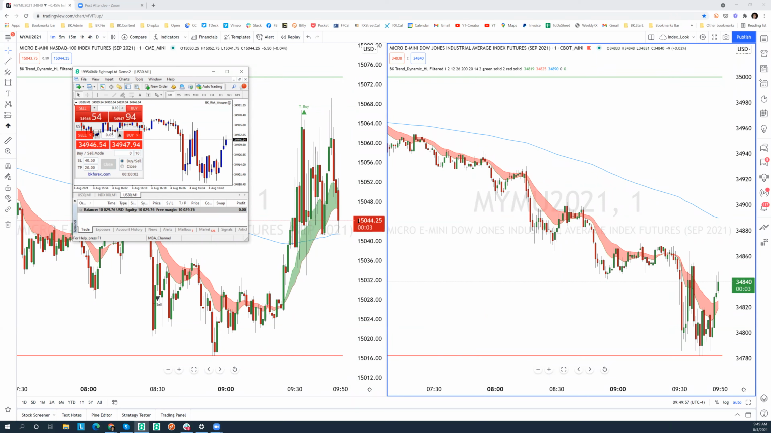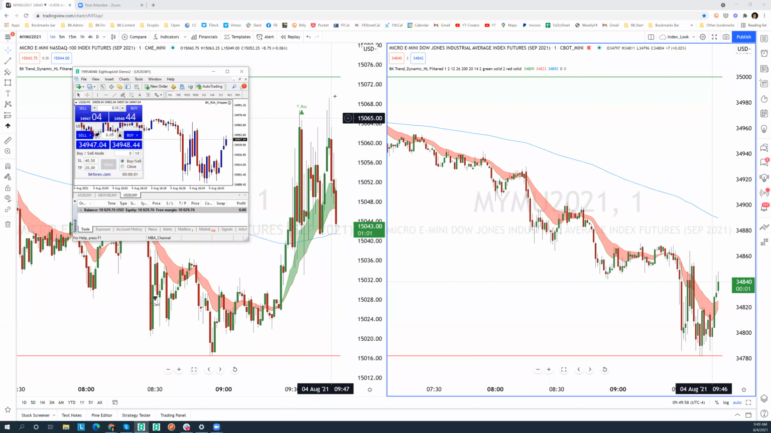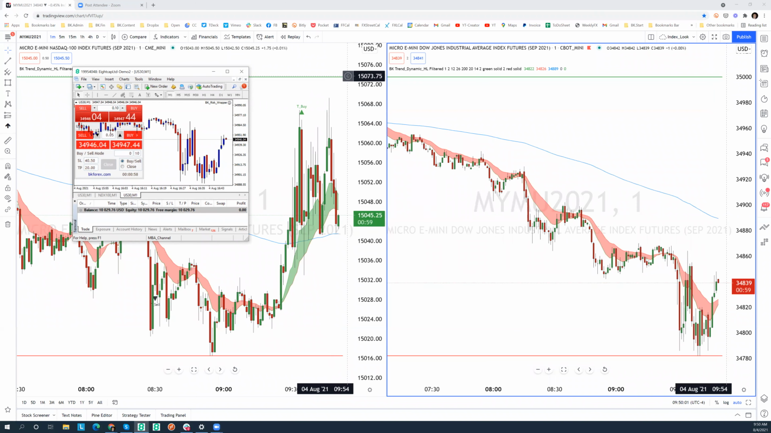What'd you trade on the NAS, Connie? You traded the upside on the NAS? You just traded the momentum? Oh, short. From where? From here, like from when it started to fail? Interesting. Okay.